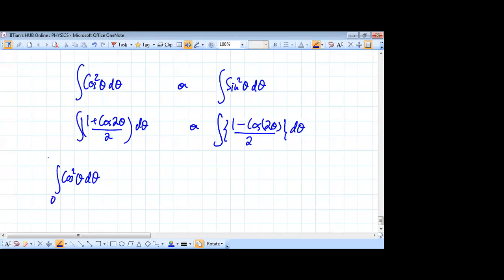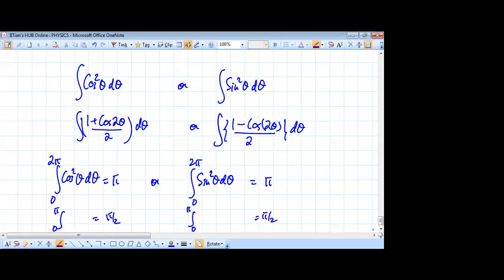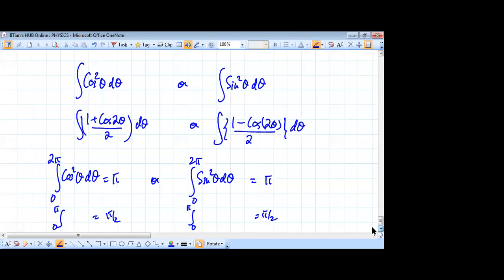So you can see that whether we do integration of cos square theta d theta from 0 to, for example, 2 pi, or we do integration of sine square theta d theta from 0 to 2 pi, we will end up getting pi. Or instead of this, if we do this integration from 0 to pi, we will get pi by 2. Or the same integration from 0 to pi, we will get pi by 2.